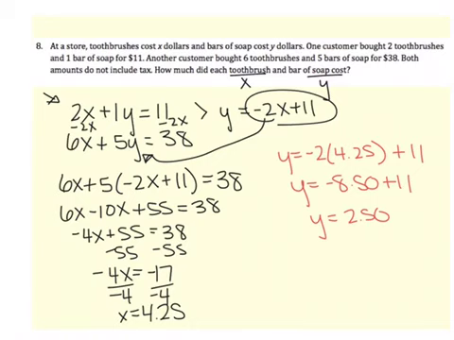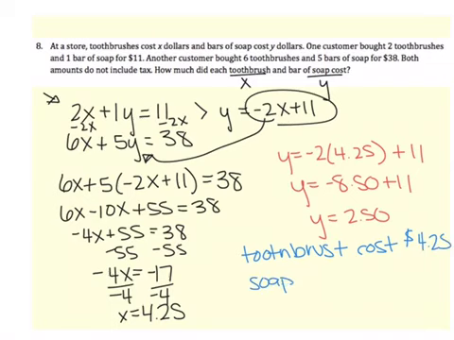Now a problem with words needs an answer with words. I know that my toothbrush is going to cost me $4.25, and my soap is going to cost me $2.50.